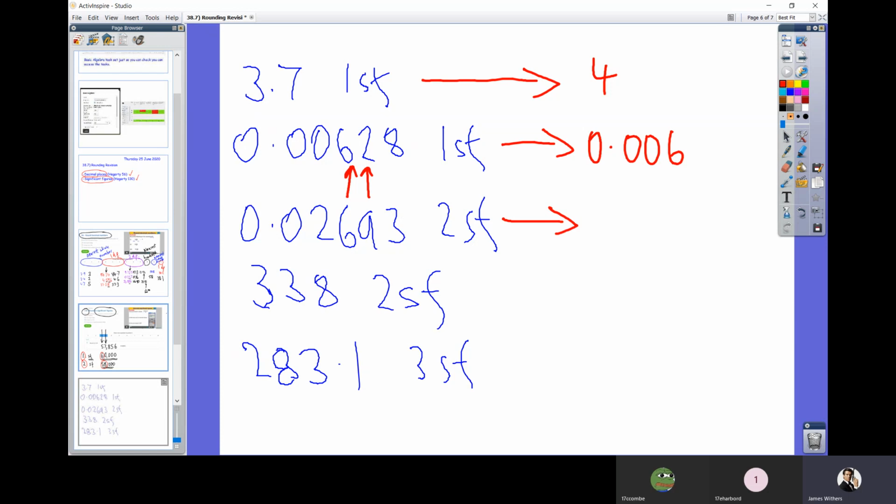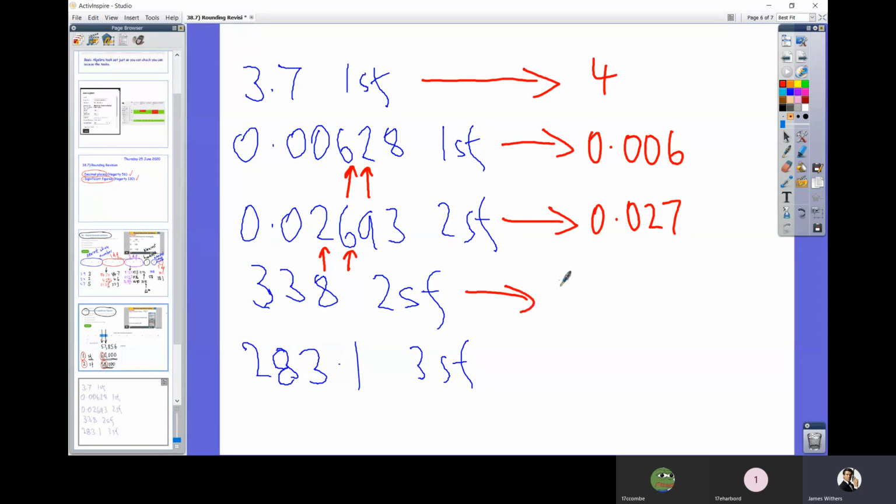Now to two significant figures, there's our first one, there's our second one. Do we round that 6 up? Yes, we do. So that's going to be 0.027. Two digits which are not zeros, two significant figures.